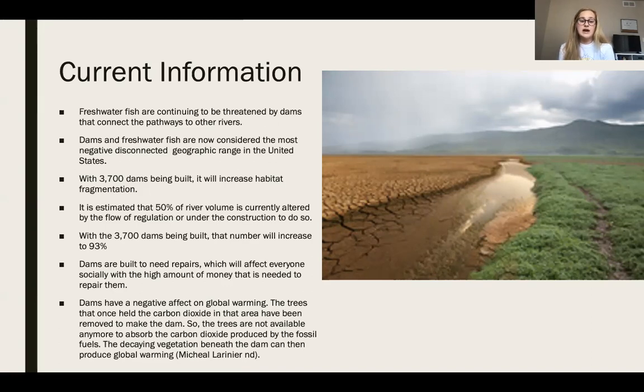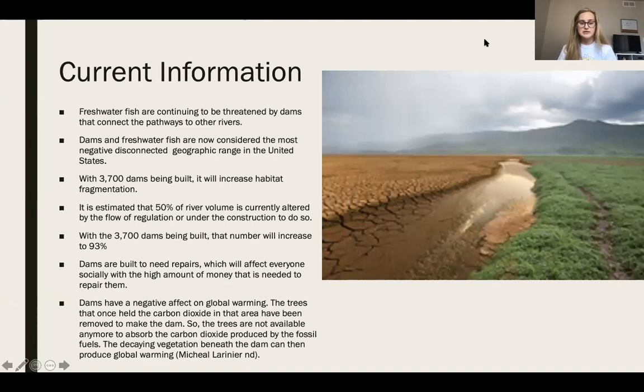It is estimated that right now, 50% of river volume is currently altered by flow regulation or under construction to do so, which, if you think about all the rivers in America, is a lot and a very high percentage. So with the 3,700 dams being built, like I talked about, that number will increase to 93%, which is still a very, very high number. 50% is already very high for America, so 93, that is almost, that is critical.